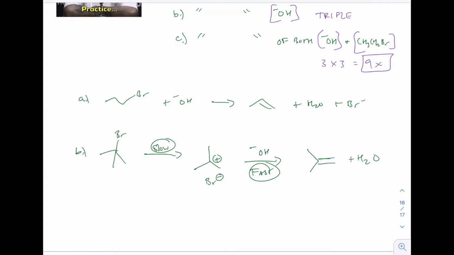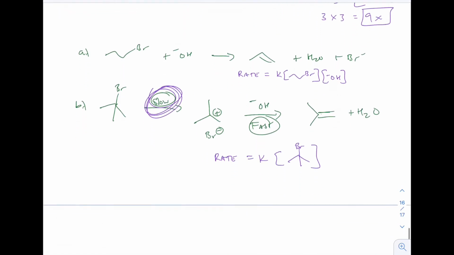Now, for A, since we have a one-step process on this, the rate is dependent on the concentration of bromopropane and hydroxide. So we'll put the concentration of each of these here next to the rate constant, whatever that may be, and that's the rate equation. So since this second one actually has what the slow reaction is, then we know that that would be the rate determining step. That's really all the rate determining step is. It's the slow portion, and so this bromo chicken foot is our reactant of interest, and that's the rate equation, okay?